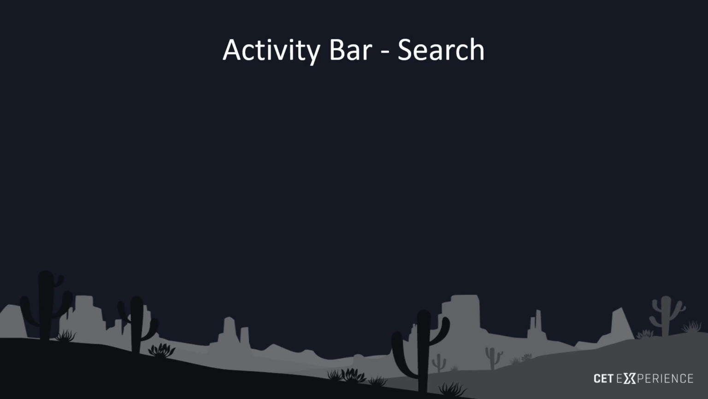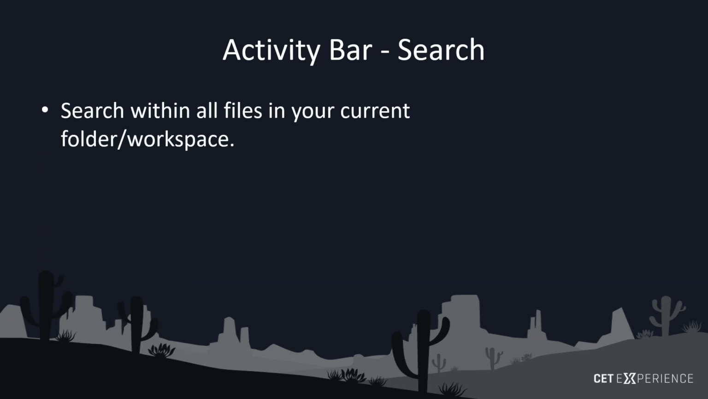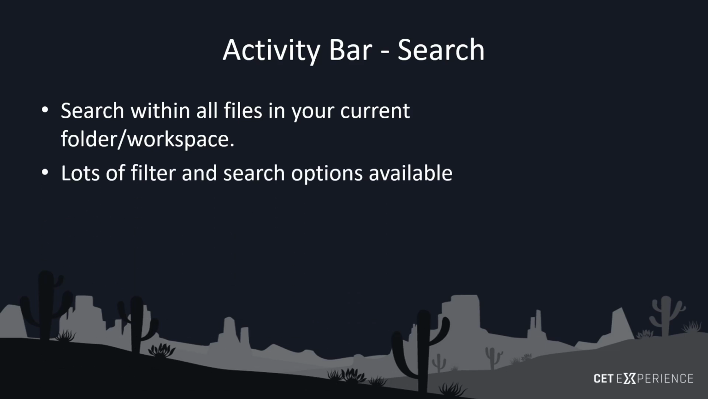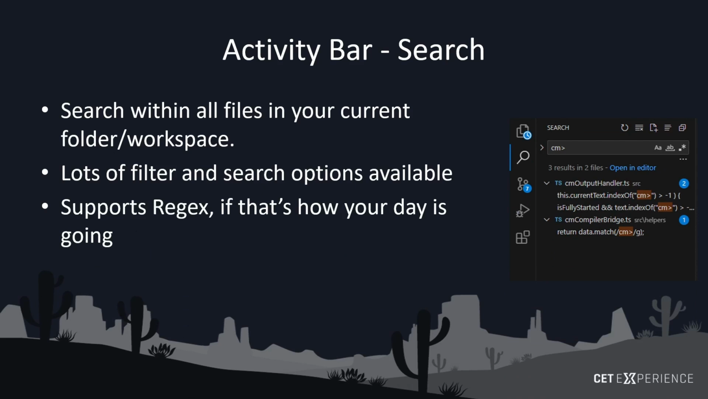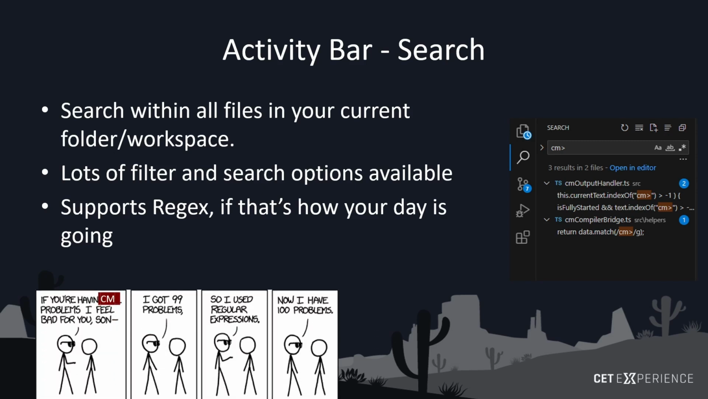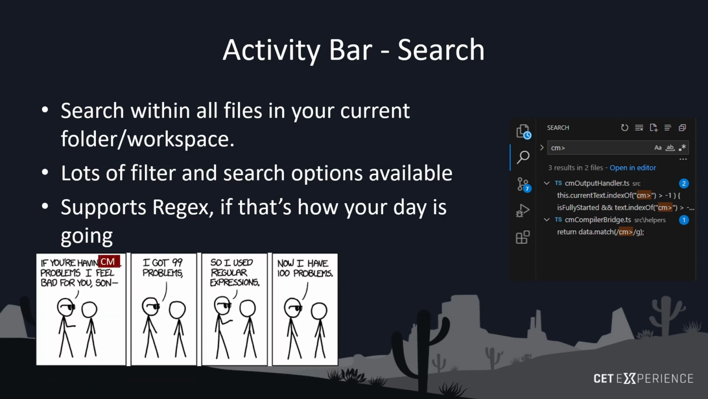The next tab that we'll talk about is the search activity tab. So really what this does is it lets you search within your current folder that you have opened or Visual Studio workspace for files. It's got tons of options for filtering, searching. You can set it to work on word matches. You can even go crazy and use regex if that's how your day is going. And every time I think about regex, I always think of this great XKCD comic, where it's just saying that you use regex to solve your problems and you create more problems than you solve.